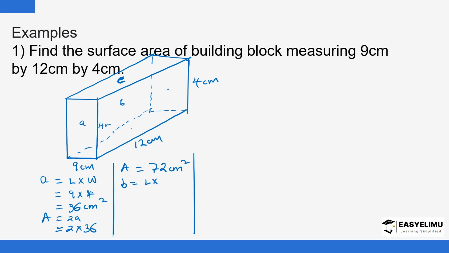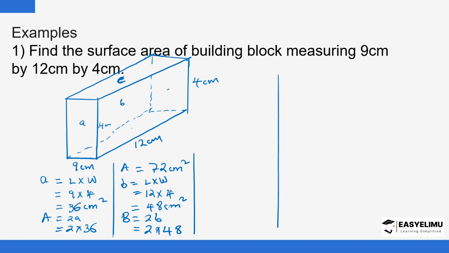Then I move to B. Again, it should be length times width. So length is 12, and then you multiply by width, which is 4, and that is going to give us 48 square centimeters, and then you have to multiply it by 2. So capital B should be 2 of these. So 2 by 48, and that is going to be 96. So B here should be 96 square centimeters.